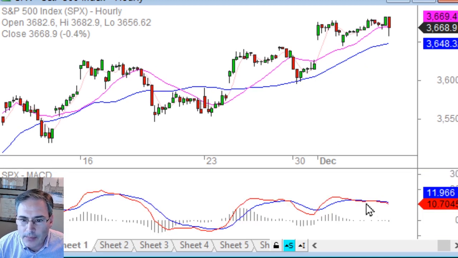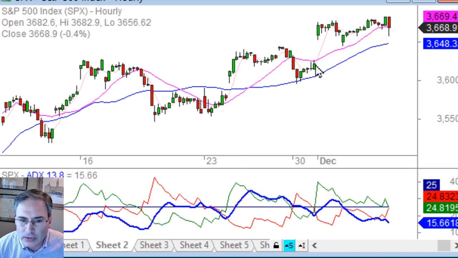If I zero in on the MACD, you can see on this last move we did make a new high today relative to this prior peak, and MACD is not confirming that move. So from a short-term standpoint, it looks like we're getting a little bit tired on a MACD basis.